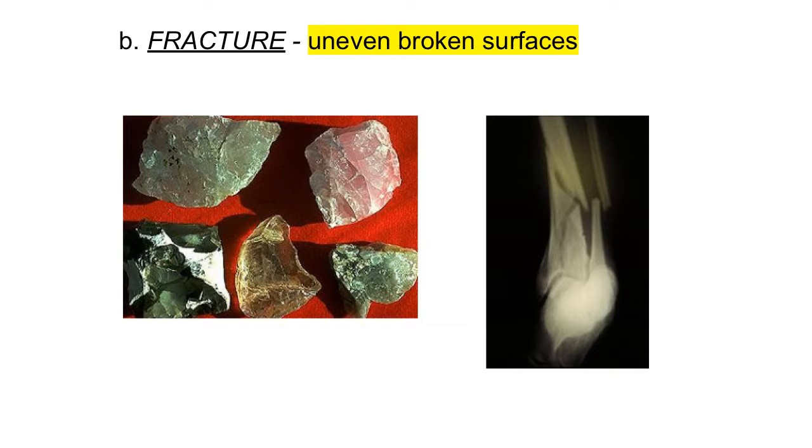Now, if the atoms are not lined up that way, then it's probably going to break in an uneven surface, like these minerals. And so we call that fracture. So fracture means that they break in uneven broken surfaces, whereas cleavage is where you have these nice flat surfaces. So if you were to break, for example, this one right here, this is actually a piece of quartz. Quartz does not break in these nice flat cleavage surfaces. It breaks in these uneven surfaces.